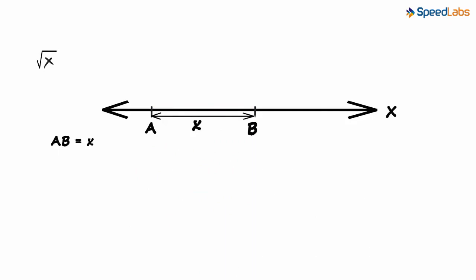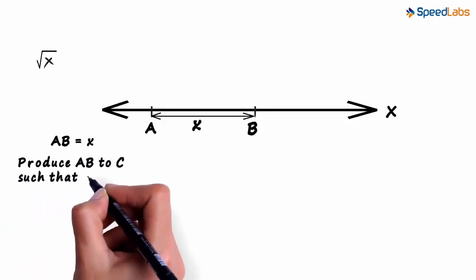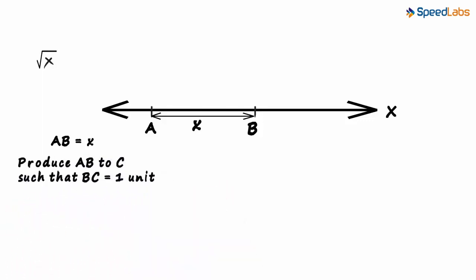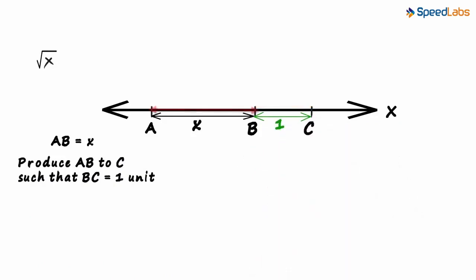Here's our first step. We produce AB to C such that BC is 1 unit. We just have to extend AB in this direction by 1 unit. So we mark point C here such that this length is 1 unit. This length is x units and this length is 1 unit. So this total length AC will equal x plus 1 units. We just produced AB to point C such that BC is 1 unit.